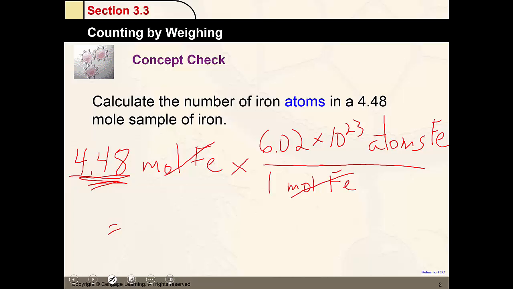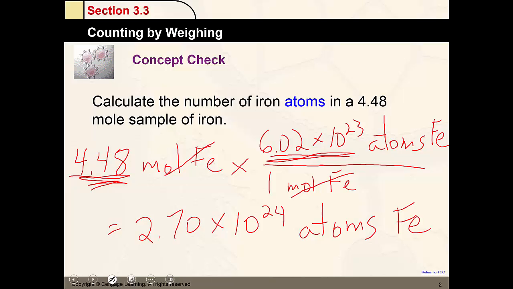And when doing these problems, make sure you are careful with writing out the scientific notation in your calculator, where you use the EE button. So you should get an answer of 2.70 times 10 to the 24th atoms of iron, atoms of Fe.